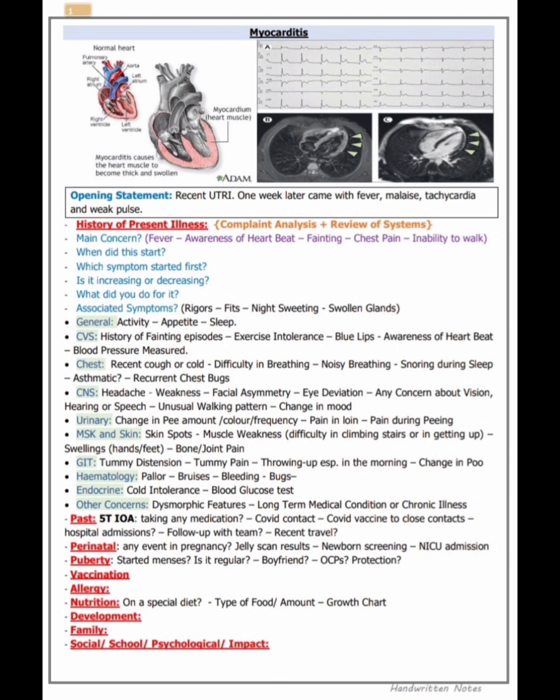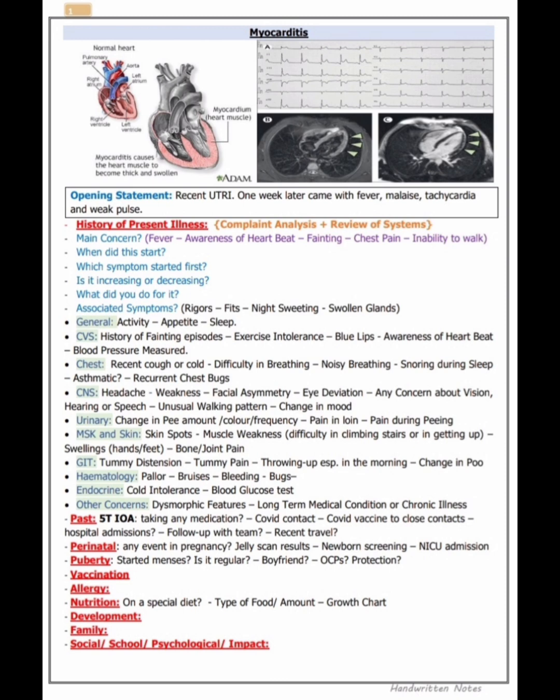Now the introduction is similar, and then history of present illness, complaint analysis plus review of the systems. So we are analyzing what is the main concern: fever, awareness of heartbeat, fainting, chest pain, inability to walk. When did this start? Which symptoms started first? Is it increasing or decreasing? What did you do for it? Any other associated symptoms like rigors, fits, night sweating, swollen glands. So the fever is associated with this symptom, we will ask. In general, how the child is, activity, appetite and sleep, we ask.